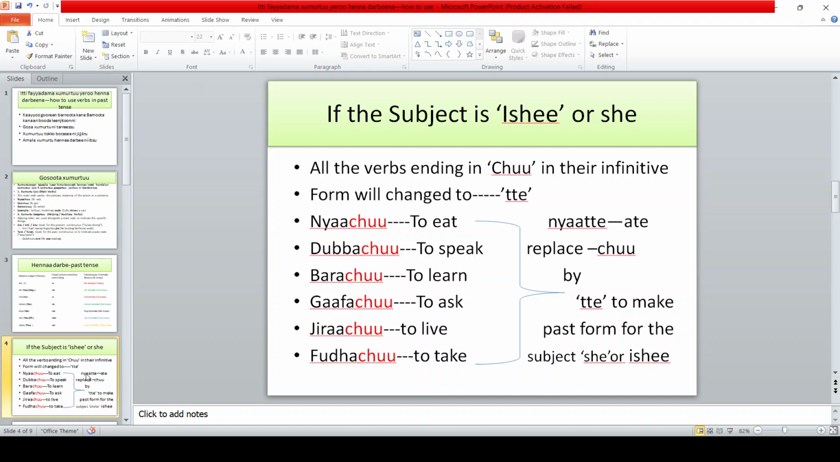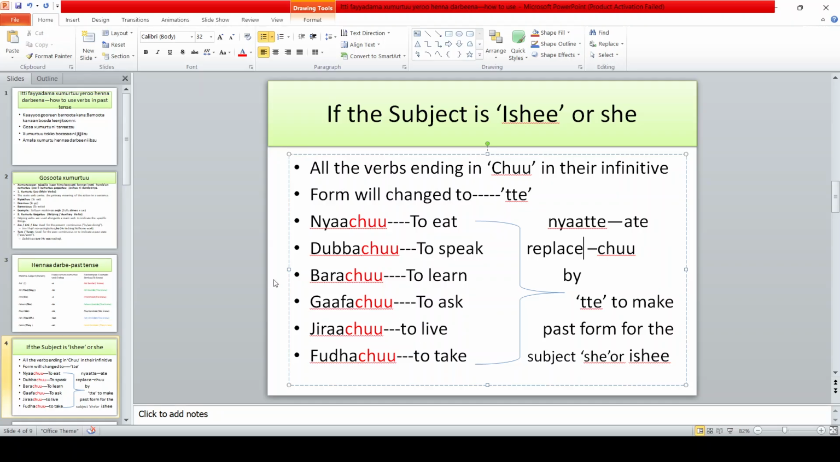Nyate. So chu is changed to te, it means, alright? So we say nyachu is to eat, nyate is what? She ate, or ate. So here it means what? Ate replaces chu, or chu is replaced by what? Chu. Replace chu by te to make the past form of what? The subject she, or ishe.